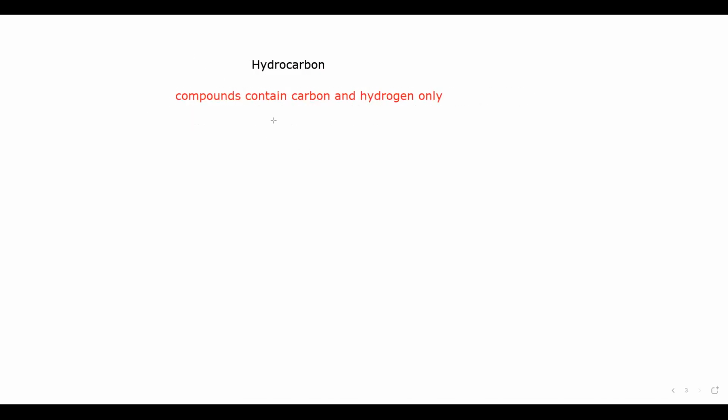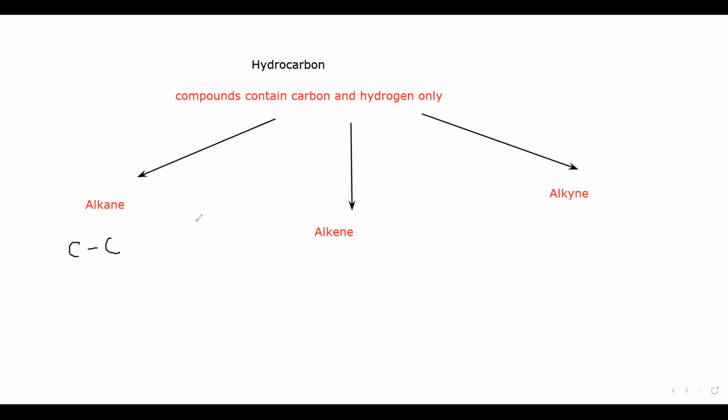And these hydrocarbons are divided into three main categories, which we call alkane, alkene, and alkyne. What is the difference? The difference is the bond between the carbon atoms. If throughout the structure we find a single bond between the carbon atoms, we call that alkane, and the name should end with ANE.